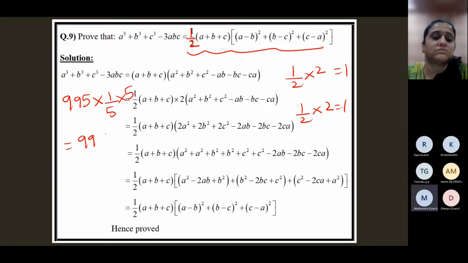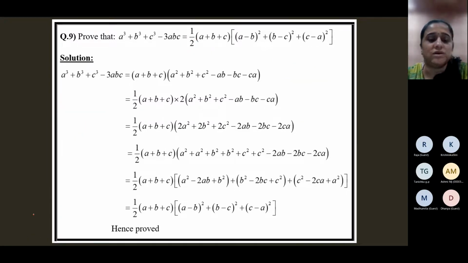995 into 1, ma'am, is 995. It's the same number because 5 and 5 get cancelled. So it's like you're multiplying by 1. When you multiply by a number and its reciprocal, that means you're multiplying by 1. So there is no change.